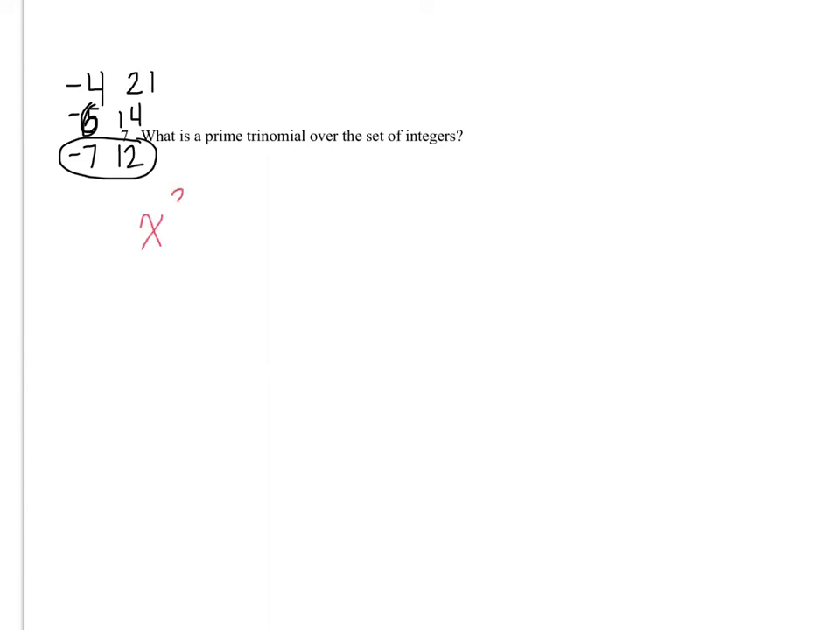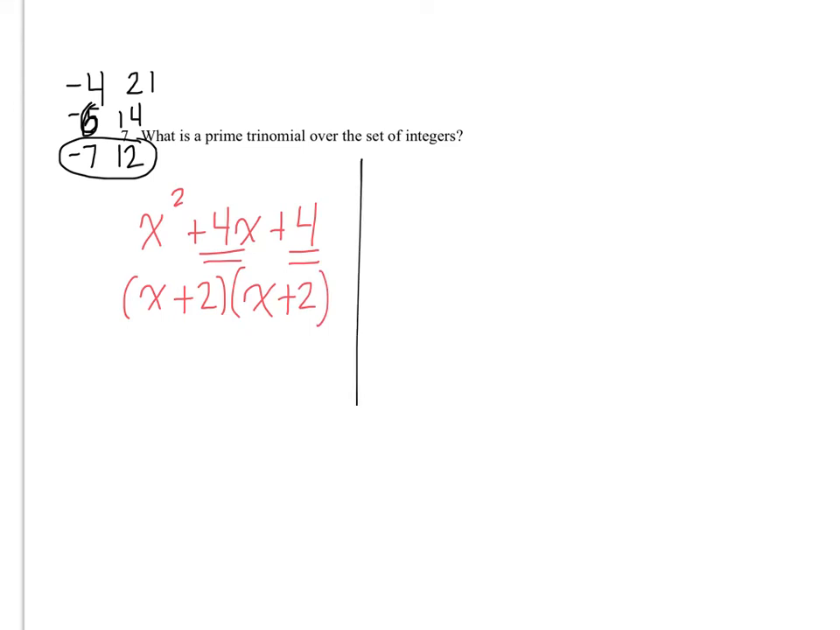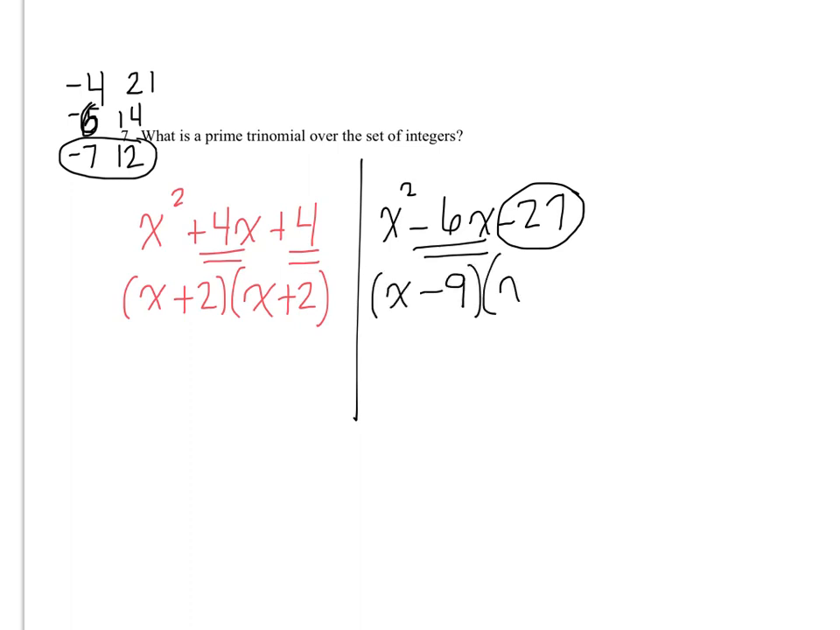So if you have x squared plus 4x plus 4, that is not prime because there are factors of positive 4 that add up to a positive 4. It's just 2 and 2. So this would be x plus 2 times x plus 2. You could have x squared minus 6x minus 27. That is not prime because you have factors of negative 27 that add up to negative 6. And that could be a negative 9 and a positive 3.